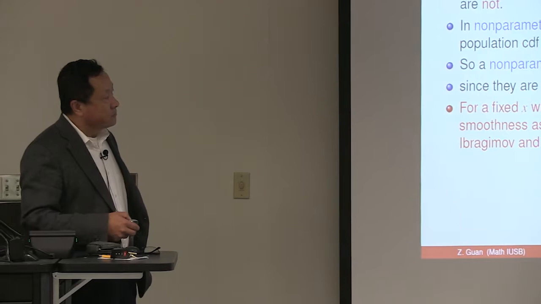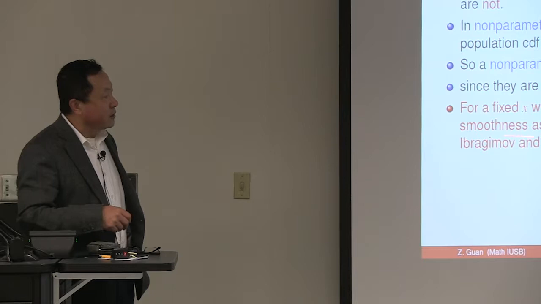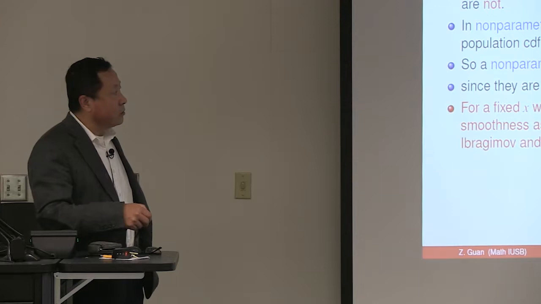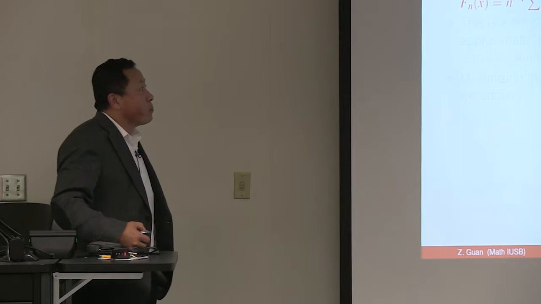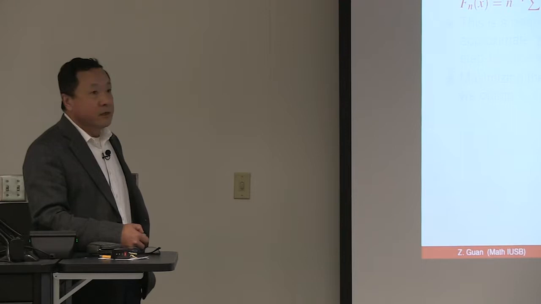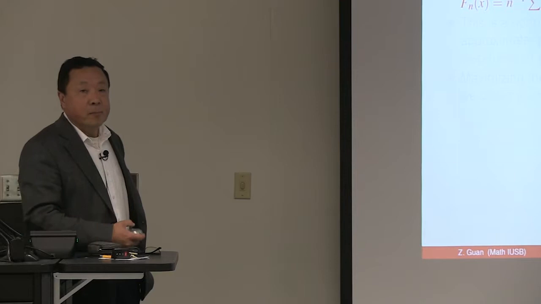Even if you specify some more conditions, like existence of derivatives, that won't help. The information is still zero. So in this sense, this kind of model is not useful. It's not a model. But actually, people solving non-parametric statistics are not using that model that specifies nothing. They are actually using an approximate model.